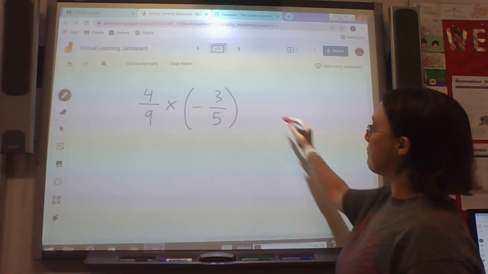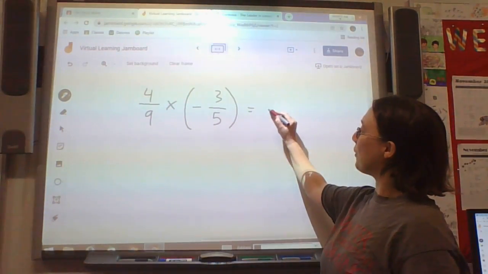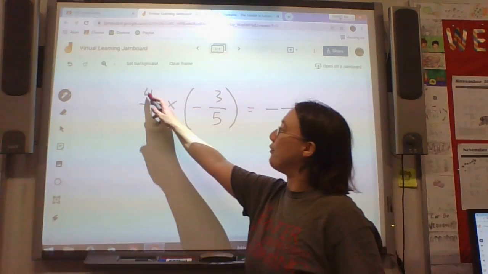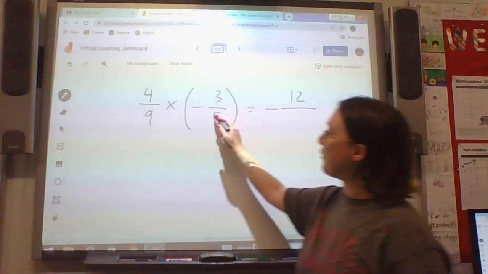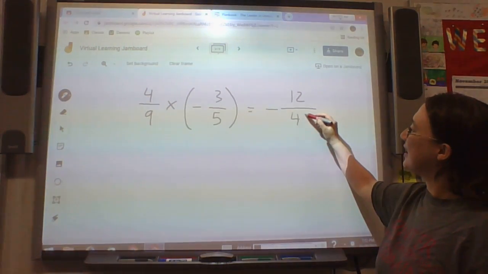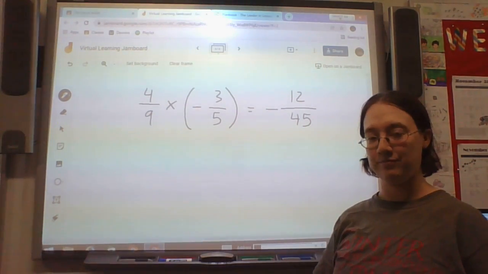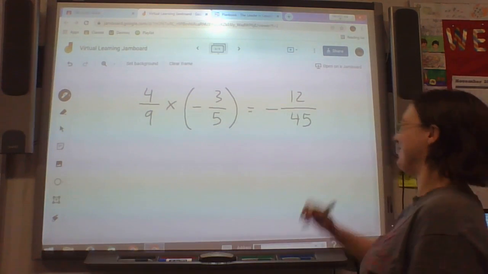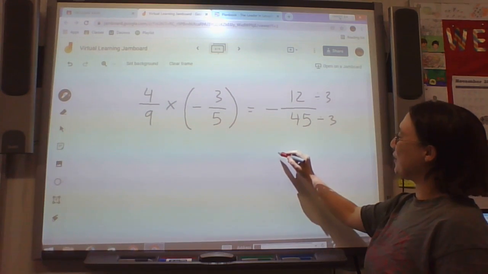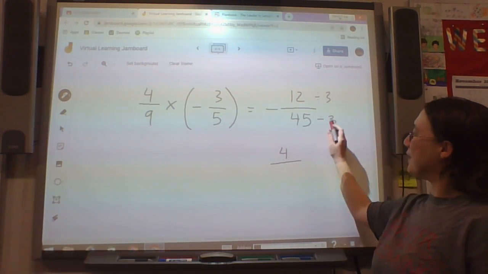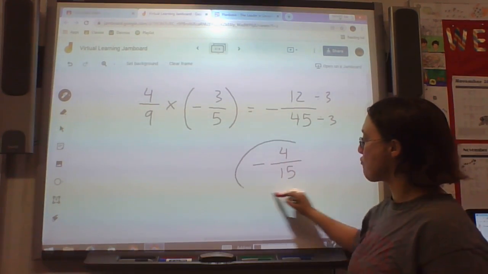All right. If we've got a positive times a negative, we're going to end up with a negative. So we're going to have a negative there. And then 4 times 3 gives you 12. 9 times 5 gives you 45. And then what goes into 12 and 45? Hopefully you said 3. So if we divide by 3, then up top we've got 12 divided by 3 is 4. 45 divided by 3 gets you 15. And remember to not lose that negative out front.